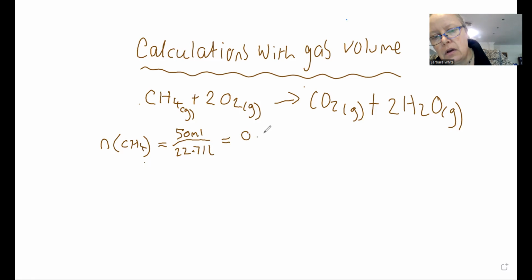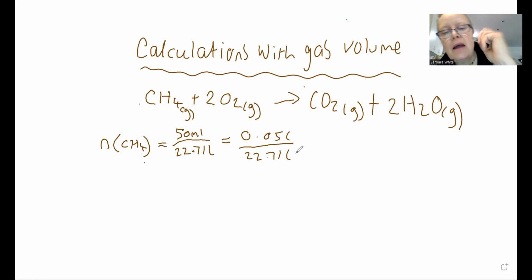0.05 litres out of 22.71 litres. And then we can work out the number of moles of methane, and we can double it to get the number of moles of oxygen. And when we convert that, because the number of moles is equivalent to the volume, 50 mils of methane is going to require double that volume of oxygen, because each one has the same volume for a mole. So 50 mils, you're going to end up with 100 mils.